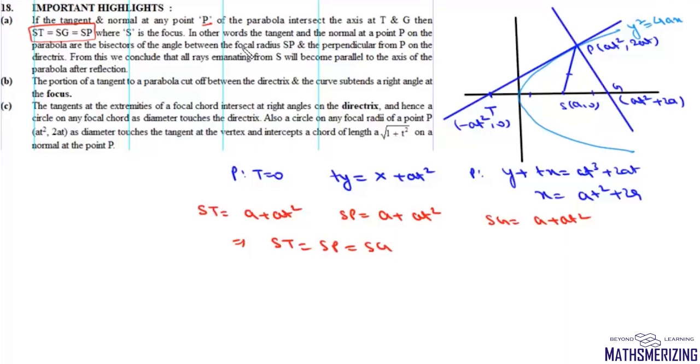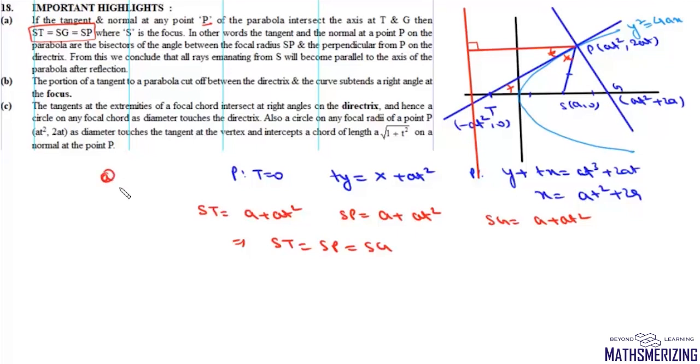Now the next part of the question says, if we consider the directrix and draw a perpendicular from this point P on the directrix, then we know that this angle is equal to this angle because it is an isosceles triangle. Now these are parallel lines, so this angle is again the same. So this angle is equal to the other angle. So from here we can say the tangent and normal at any point P on the parabola are the bisectors of the angle between focal radius SP and the perpendicular from P on the directrix.